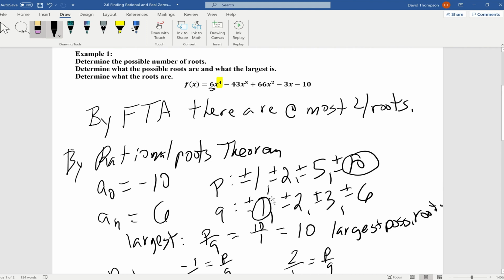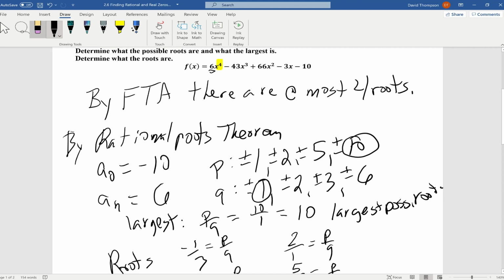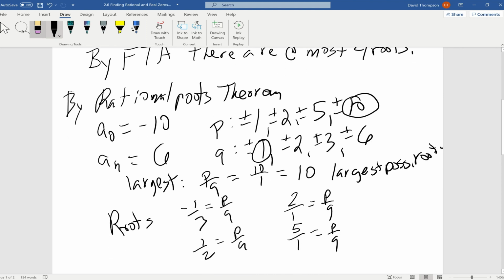6x to the 4th minus 43x to the 3rd plus 66x squared minus 3x minus 10. And we are done.